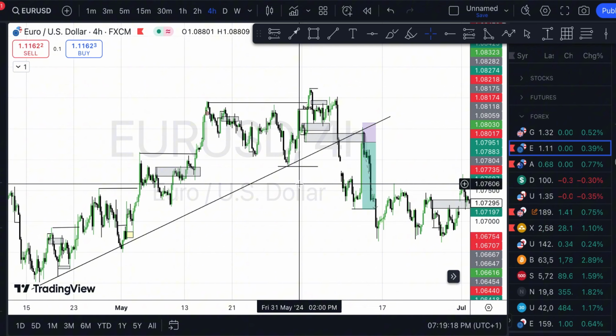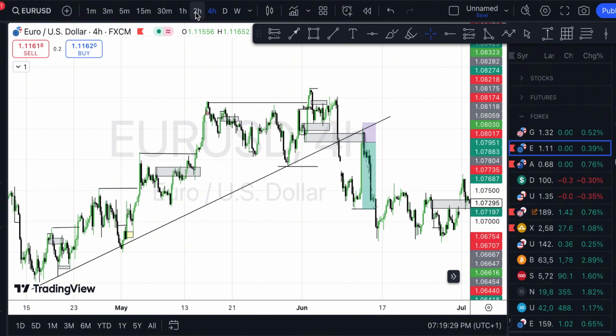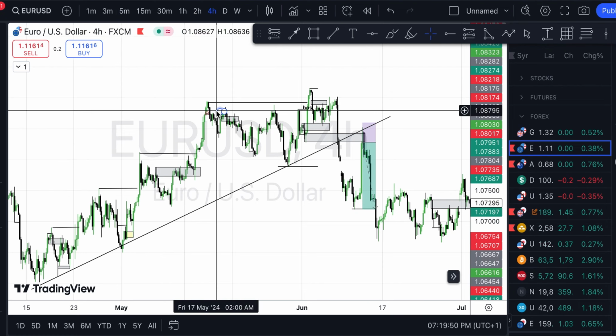Market structure is fractal. It exists on all time frames. That means you have market structure on the 2 hour. If I switch to my 1 hour, you see a market structure there. You see a market structure. So you can choose to use any of the time frames to trade depending on the style of the strategy that you trade. It doesn't matter which time frame you're trading.